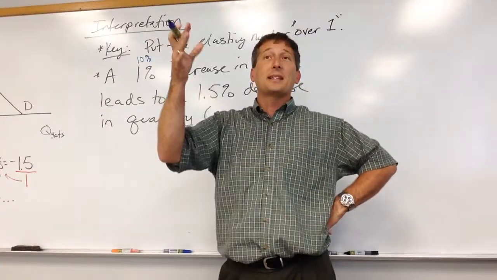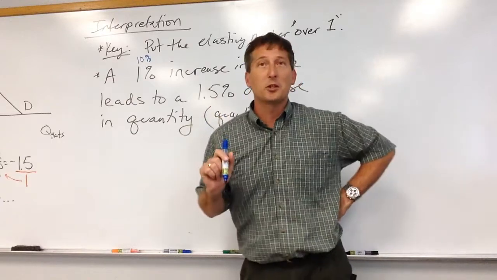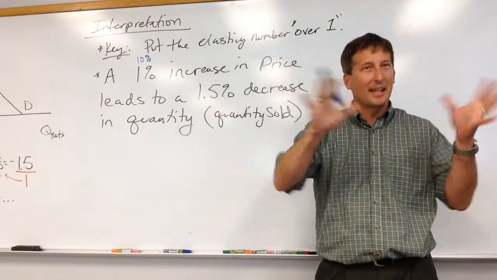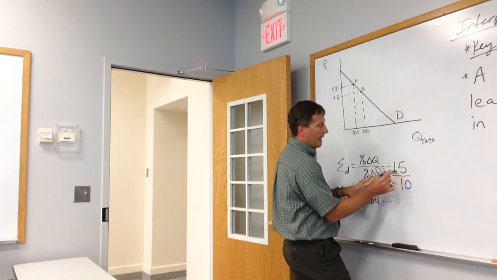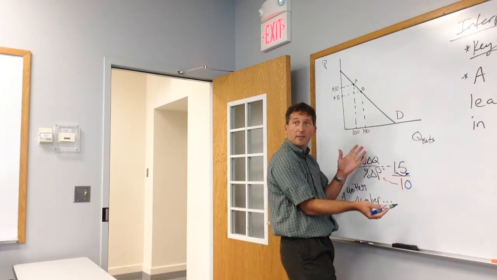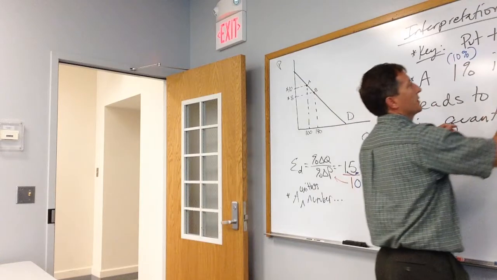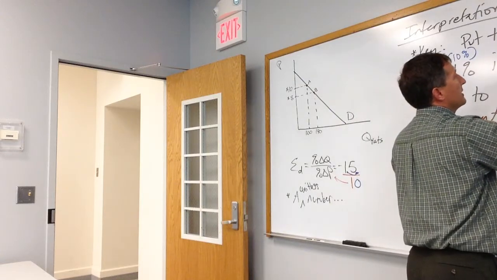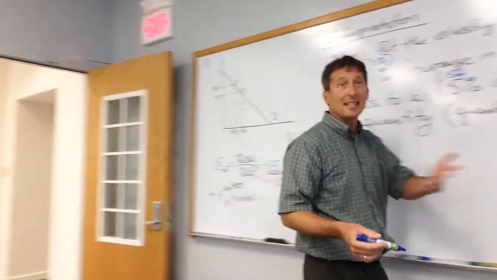If I bump up price 10%, how much is quantity going to change by? 15. See how that's kind of nice? You can kind of go 10 and slide this over 1 spot. That ratio is still 1.5, and now you've got a 10% increase in price leads to a 15% decrease in quantity. Now you've got something you can tell the CEO.